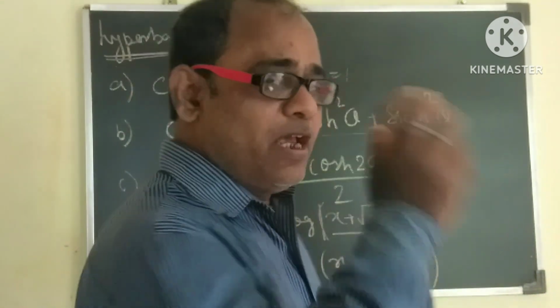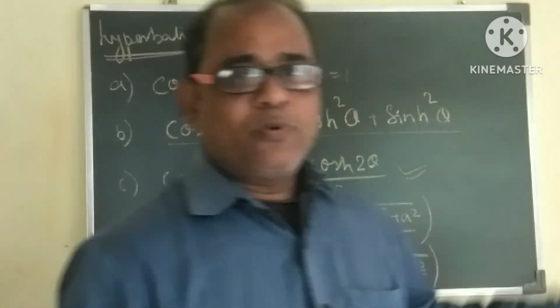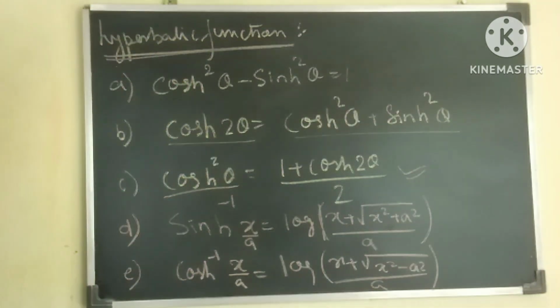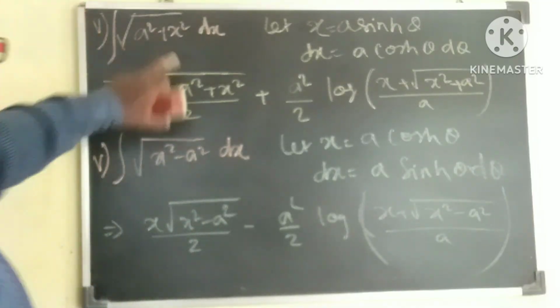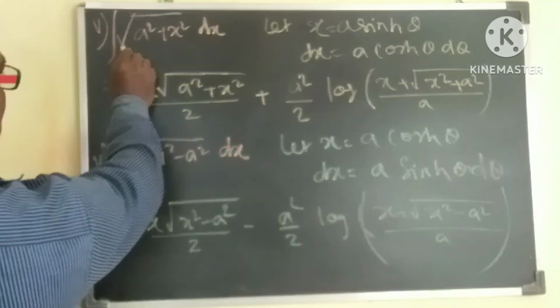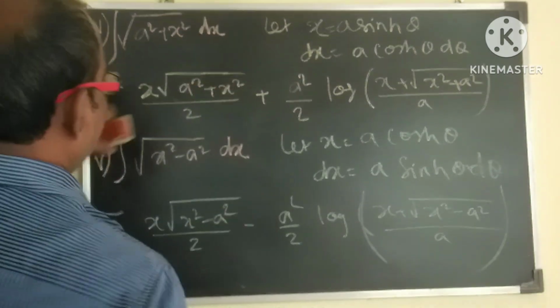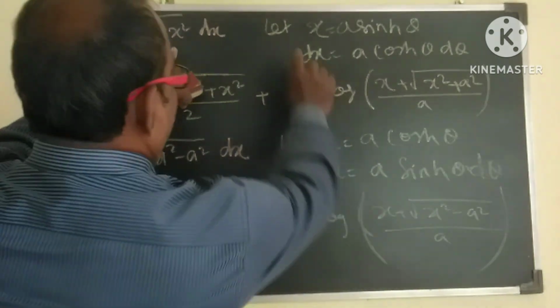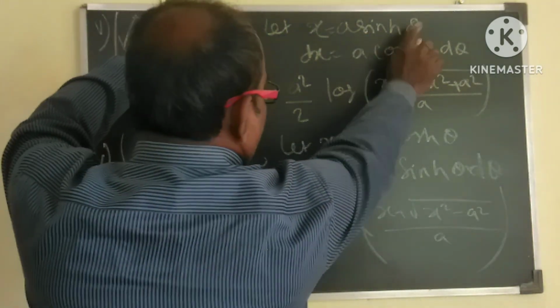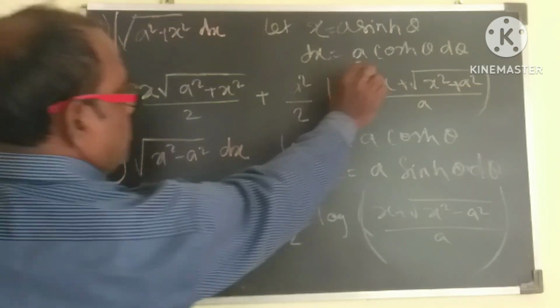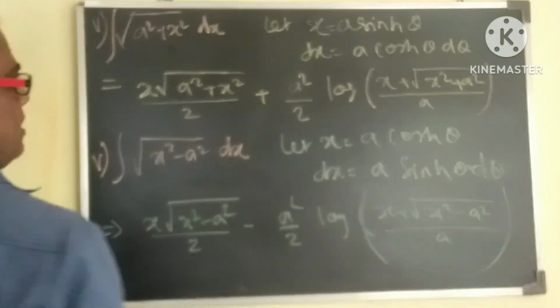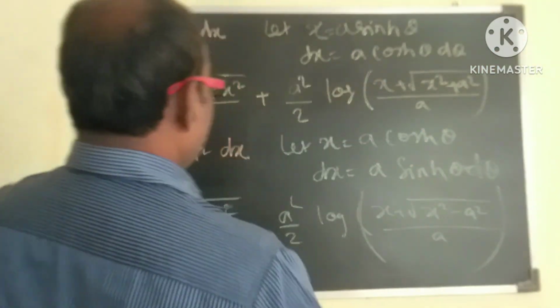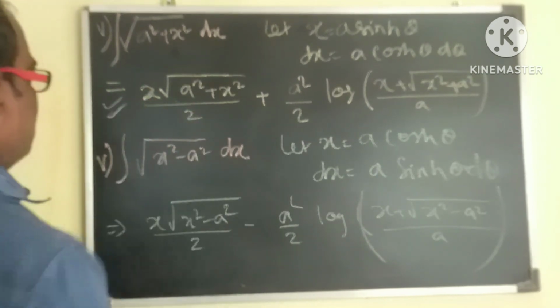You just have to assume certain things which I am going to say. Now, another form of integration is the integral of root over a square plus x square dx. In this, we have to assume x is equal to a sin hyperbolic function of theta, then dx is equal to a cos h theta, and finally, if you proceed with this, the answer will be this.